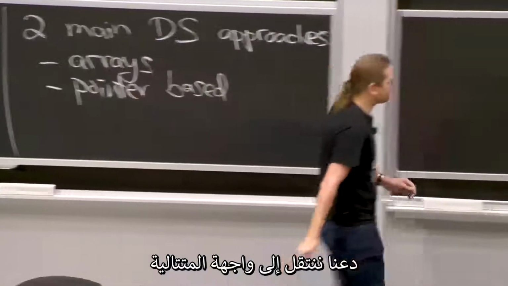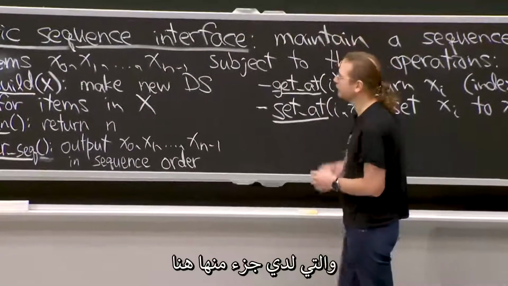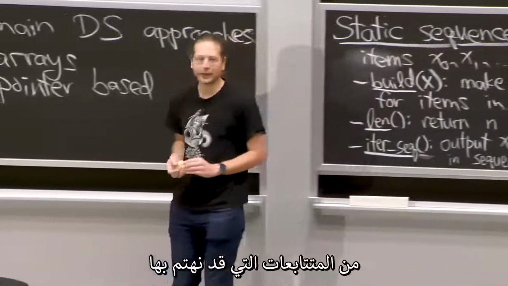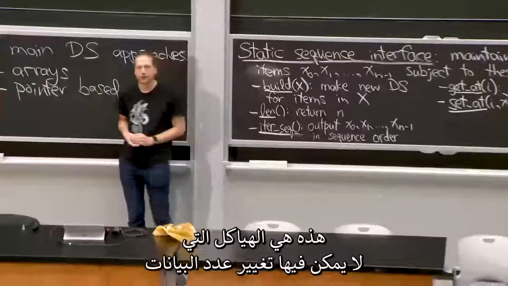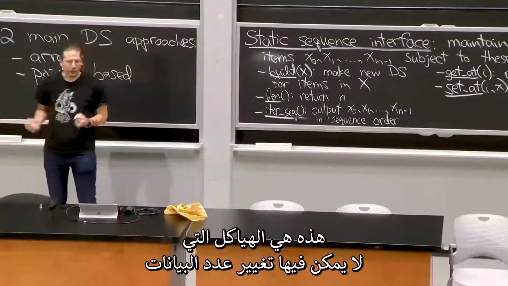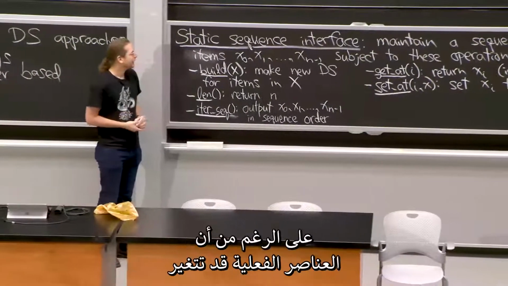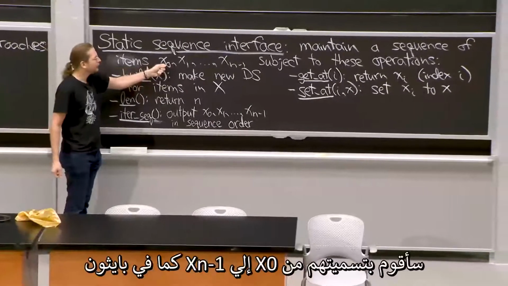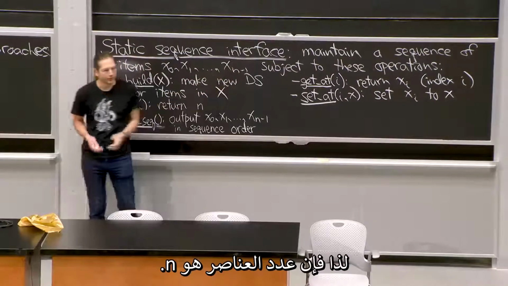Let's jump into the sequence interface, which I conveniently have part of here. There's a few different levels of sequences that we might care about. I'm going to start with the static sequence interface. This is where the number of items doesn't change, though the actual items might. So here we have n items. I'm going to label them x0 to xn minus 1, as in Python. So the number of items is n.